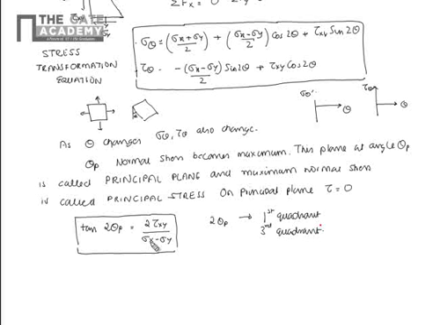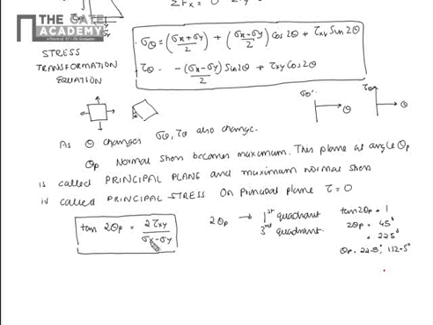Like if tan 2 theta p is, for example, 1, then I can say that 2 theta p is equal to 45 degree or 225 degree. Both are possible solutions of this 2 theta p. So from this I can say theta p will be 22.5 or 112.5. So there will be two values of theta.